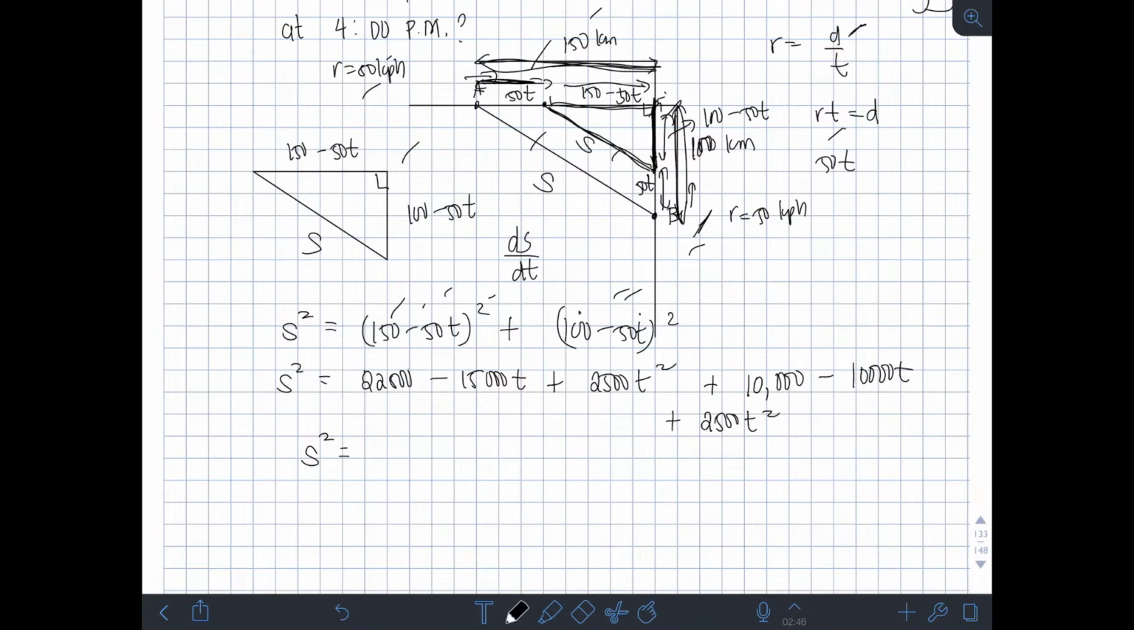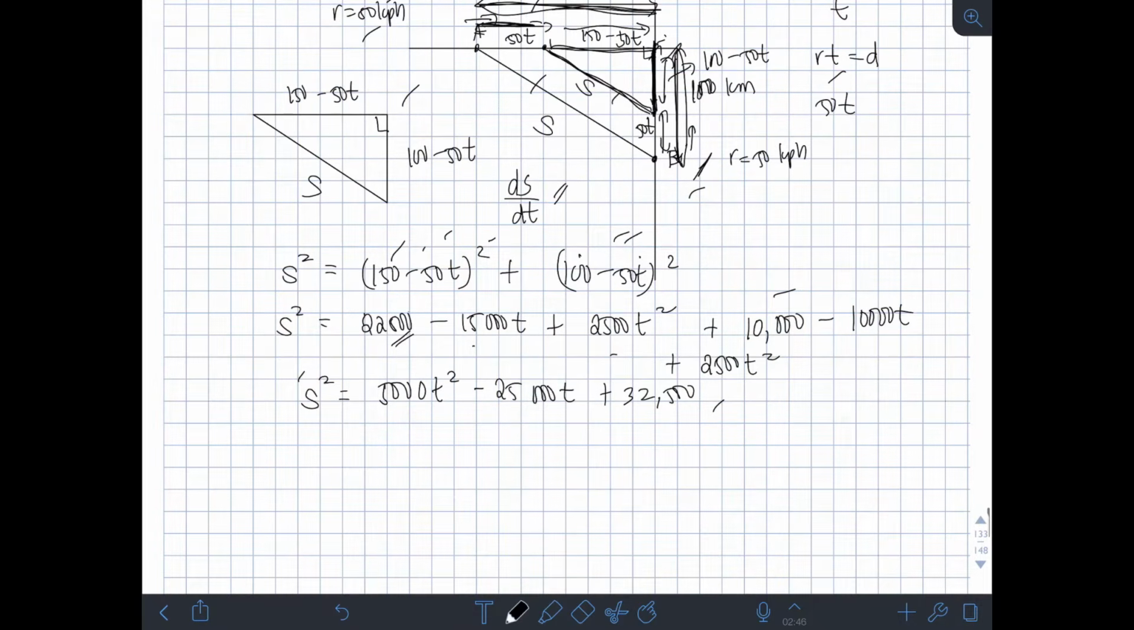Combine similar terms. S square is equal to, so, combine natin tong dalawang 2,500T square, 5,000T square, then negative 15,000T minus 10,000T is 25,000T. And then 22,500 plus 10,000 is positive 32,500. So ito yung ating representation for S in terms of T. Right? So, ito na ngayon in the derivative natin kasi kailangan natin ng ds over dt, right? So, we have implicit differentiation.